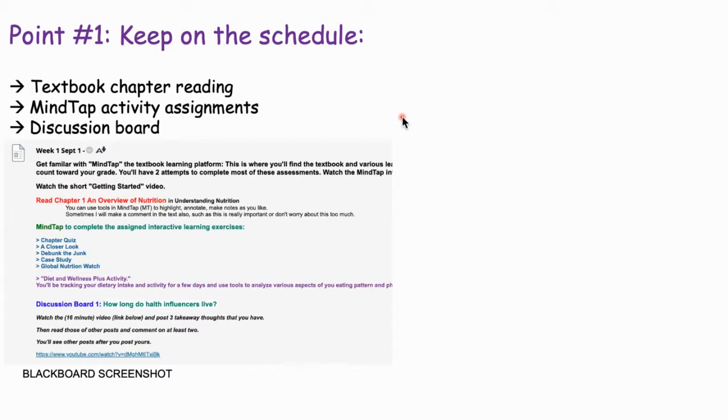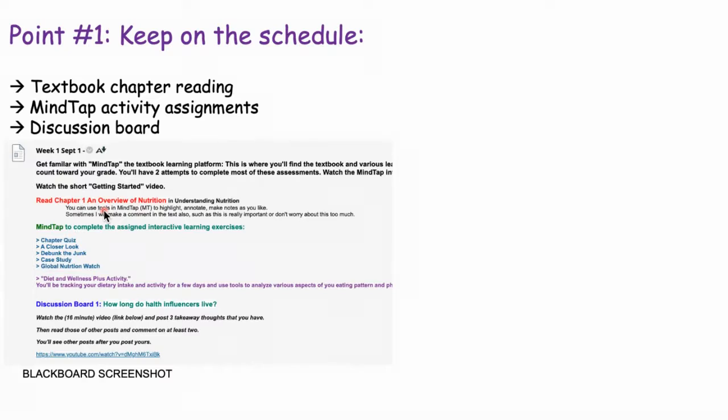We have 14 weeks of work, and you'll see a folder in Blackboard under weekly assignments, just like this. Week 1, we're just starting today. It gives you a list of things that we're to finish in the first week. And it says here, get familiar with MindTap, and then watch that getting started video.